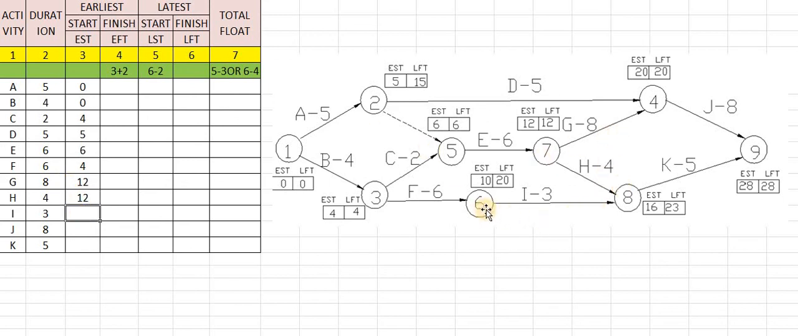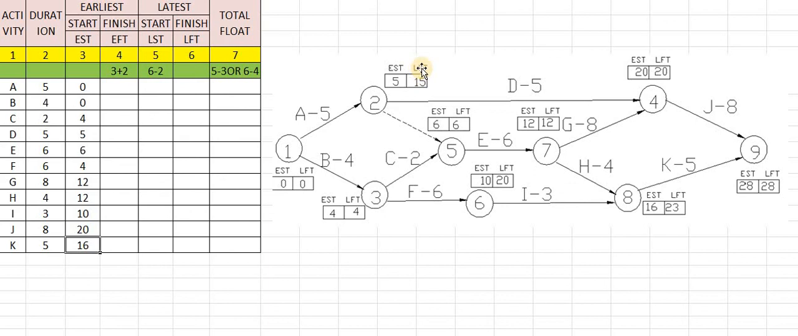I is connected with 6 and 8. That means 6 is the initial node and its EST is 10, so we have to take this EST as 10. Again, J is connected with 4 and 9. That means 4 has an EST of 20. What is K? K is connected with 8 and 9. So 8 is the initial, with EST 16. In this way we have taken the EST, which we have already calculated in the network diagram.